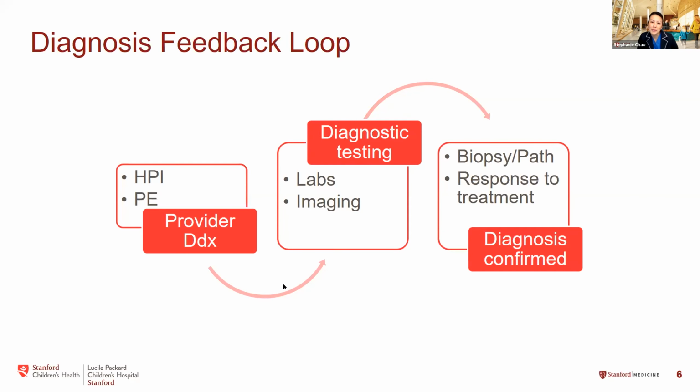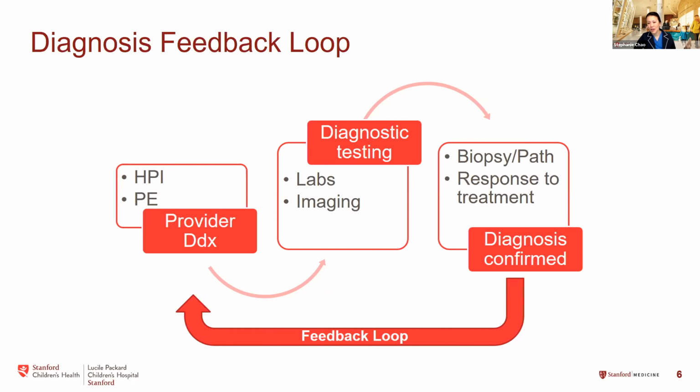So one of the problems in diagnosing child abuse is actually the diagnostic process. If you take a normal disease process, say cancer, a patient comes into your office as a provider and you take a history, perform an exam, and then in your mind, you come up with a differential diagnosis. You order diagnostic testing, labs, imaging. Ultimately, the patient may go on for a biopsy with pathologic confirmed diagnosis, or they respond to your treatment. And so then you have this feedback loop where you confirm that your thought process made sense and you learn from this process, which will better inform your future diagnostic processes.